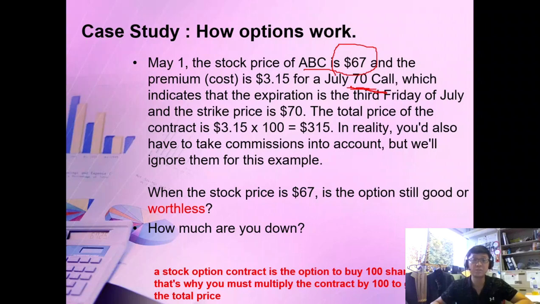$3.15. Since you are talking about 100 shares, we just assume it's 100 shares, so you multiply by 100. The total price for the option contract is $3.15 per share times 100. This is the premium, the stock premium price for 100 shares for this stock option. So you have to pay this amount, and the strike price is given at $70.